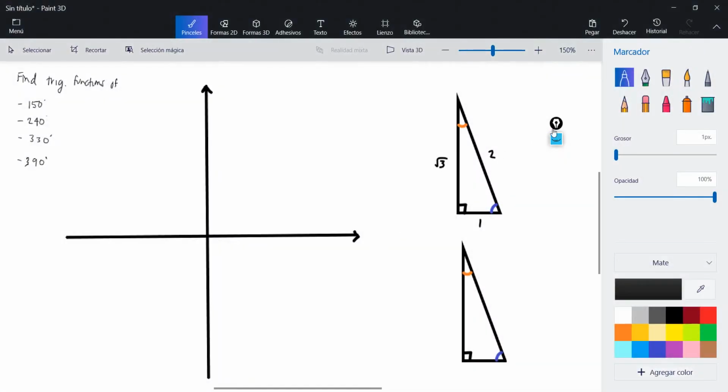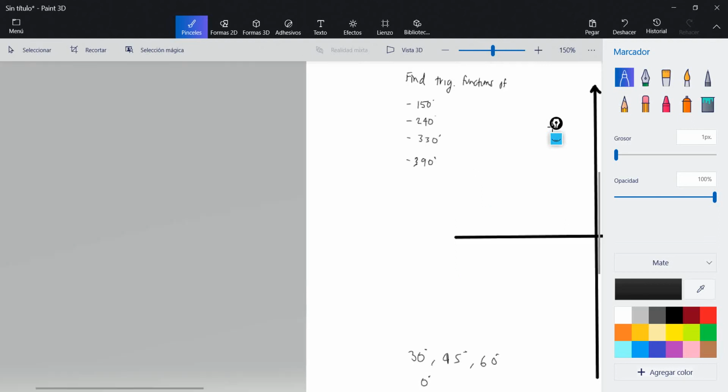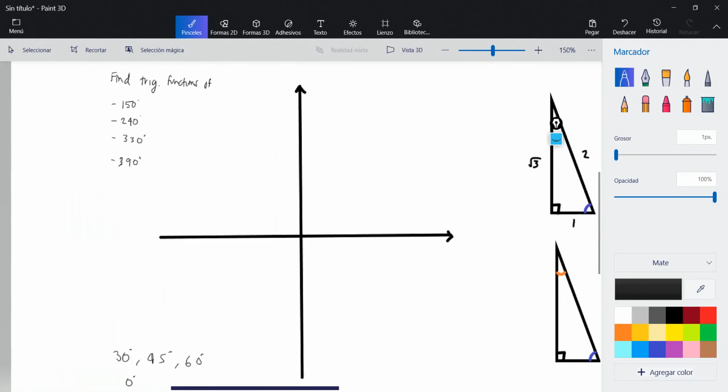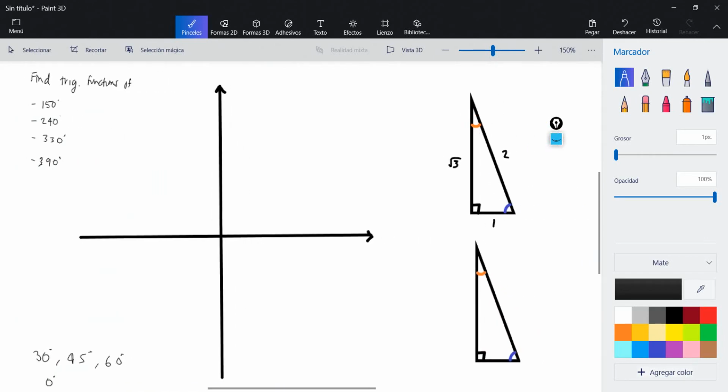Hello class. Today is just a brief bonus so I can make more extensive the explanation about how to find the trigonometric functions of angles that are multiples of, as we know by now, 30 degrees, 45 degrees, or 60 degrees. Okay? Well, also 0 degrees and 90 degrees.